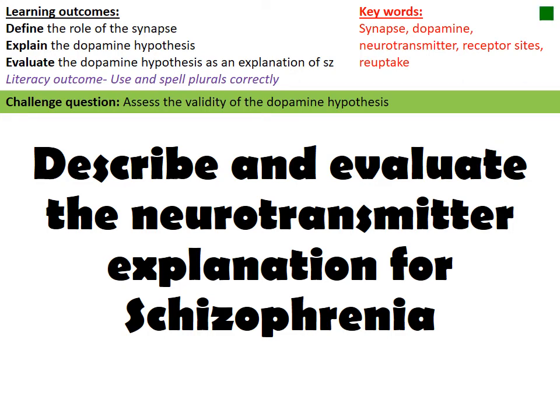So this video looks at the neurotransmitter explanation for schizophrenia, which is an example of a biological explanation. You need to be able to describe and evaluate this explanation of schizophrenia, and you may even be asked to compare it to other explanations, whether that's biological or non-biological, or even for different disorders.